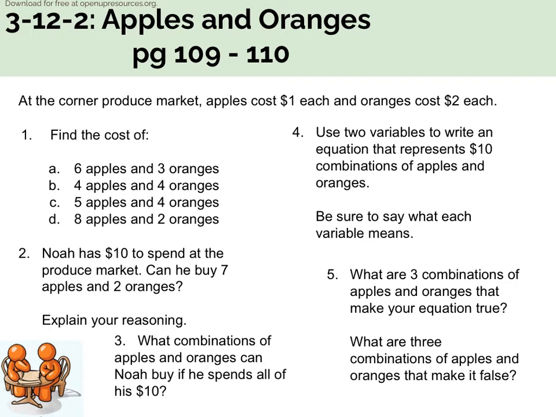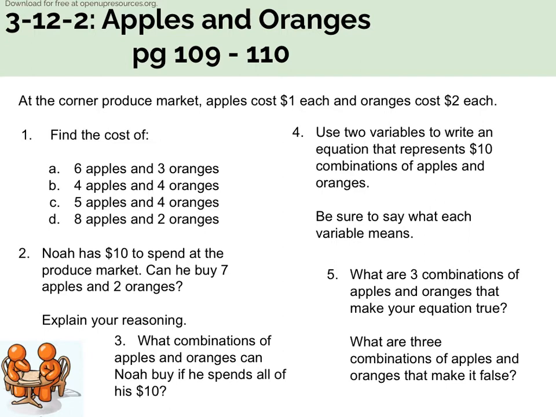We're going to go through activity number 2. Activity number 2 says, at the corner produce market, apples cost $1 each and oranges cost $2. So let's answer number 1. Find the cost of 6 apples and 3 oranges, 4 apples and 4 oranges, 5 apples and 4 oranges, and 8 apples and 2 oranges. Go ahead and pause right now. Answer those questions, and then we'll go through it together.